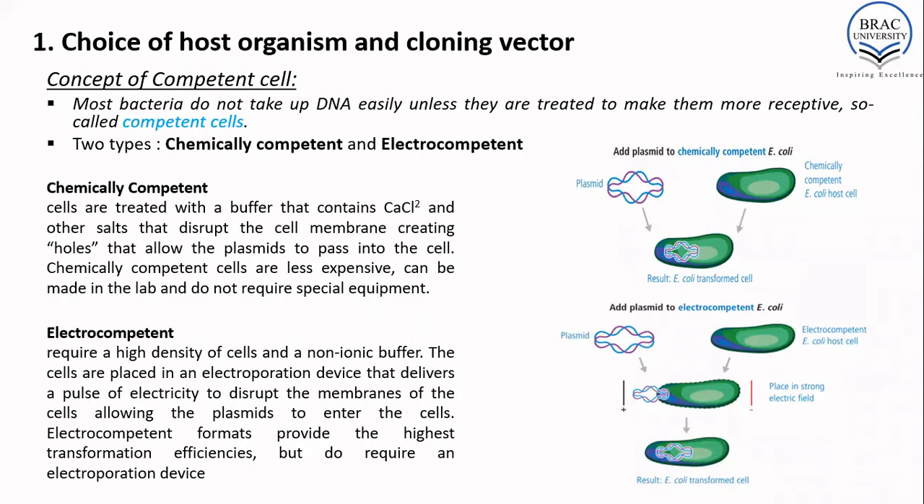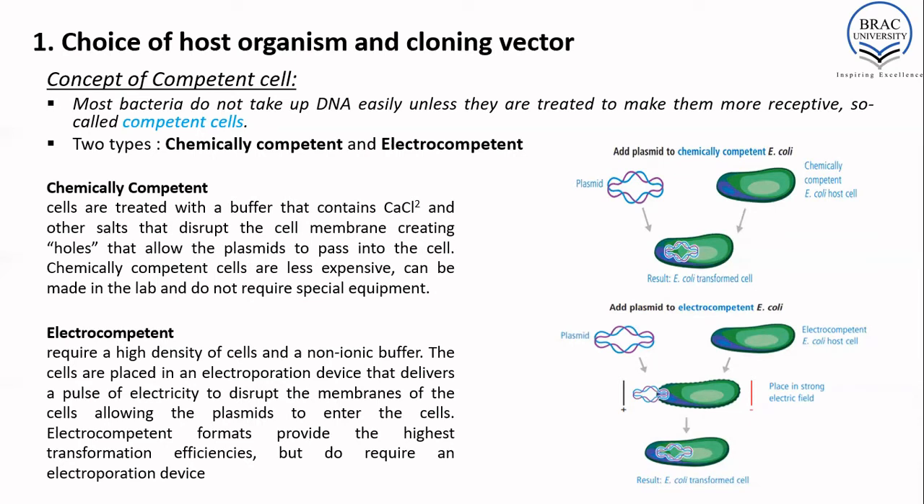Now we will go through the steps of molecular cloning. Firstly is the choice of host organism and cloning vector. For molecular cloning, we need to select which host organism will be used to replicate the DNA, that is the vector or the plasmid, or to express the proteins. For general purposes, bacteria are used frequently due to their inherent property of replicating, or making copies of, plasmids.